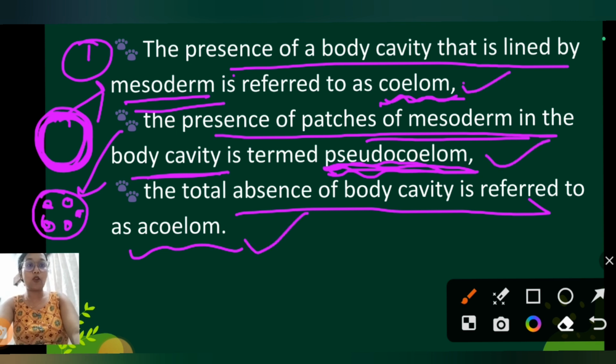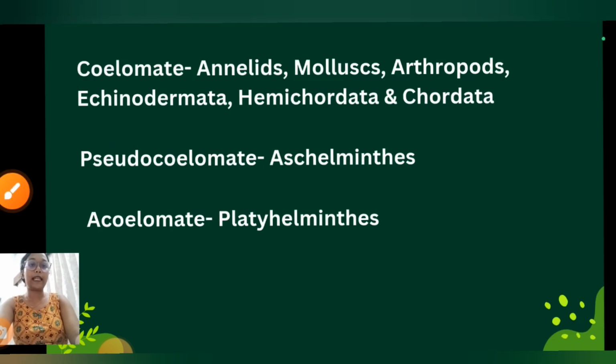In case of coelomate, the body cavity is lined throughout by the mesoderm. Here the body cavity is not lined throughout by the mesoderm. It has some small mesodermal patches. But in the case of acoelomate, the body cavity is completely absent. Is it clear? Then moving on to the next slide.